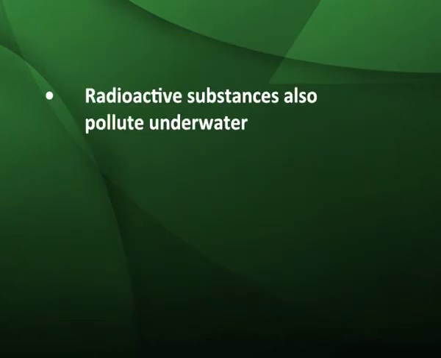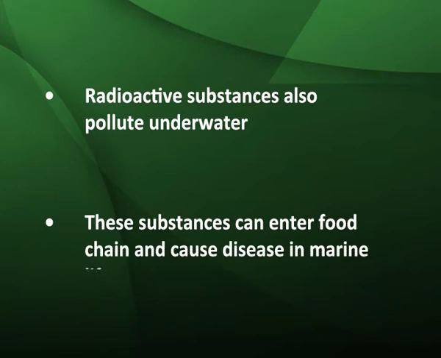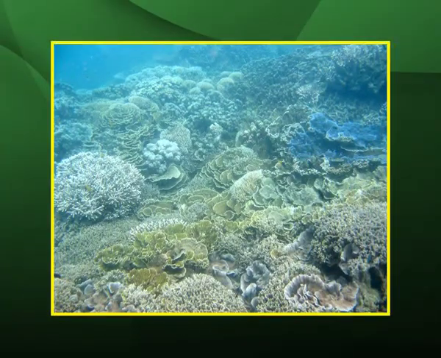Radioactive substances also pollute underwater. These substances can enter the food chain and cause disease in marine life. Thermal pollution can kill temperature sensitive marine species such as coral. It can also confuse and displace marine animals.